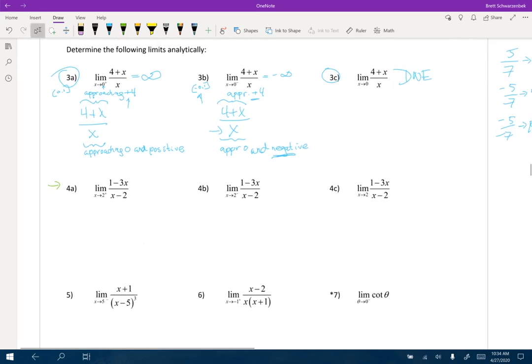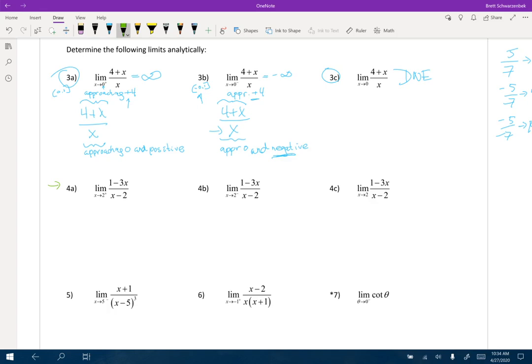So for 4a, it says find the limit as x approaches 2 from the right of 1 minus 3x over x minus 2. Now note, if we immediately plug in 2 into this equation, we get 1 minus 6, which is negative 5, over 0. So we know a constant over 0 creates an infinite limit. The key is we must use the procedure I'm about to show you in order to figure out whether it's positive or negative. Now, a lot of students can do it mentally, and if you can do it mentally, then go ahead and do it.